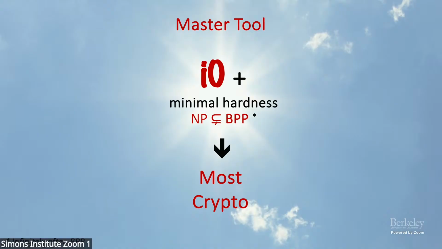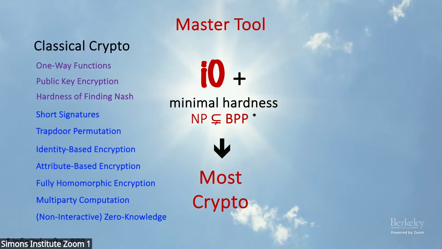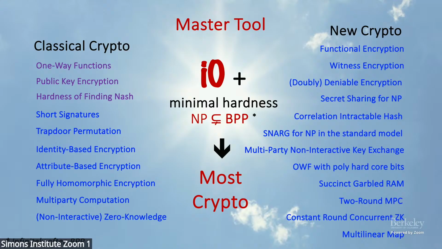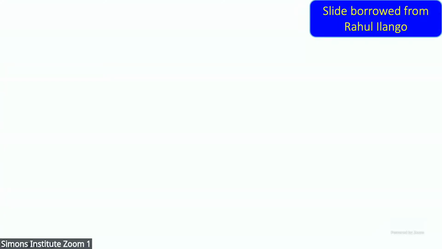If we assume that NP is not in infinitely often BPP, then I/O plus that seems to imply most of crypto. We can get lots of classical things, or let's say pre-I/O notions of cryptography fall out from it. Lots of new crypto that people hadn't thought of until I/O came along. Some of which we don't need I/O anymore for achieving them, but lots and lots of things. So rather than just reading out this list, I thought I would borrow this slide from Rahul. I don't think Rahul is here, right? Rahul Longo. But he kindly let me borrow his slide.